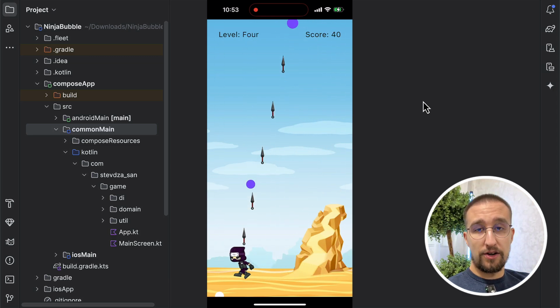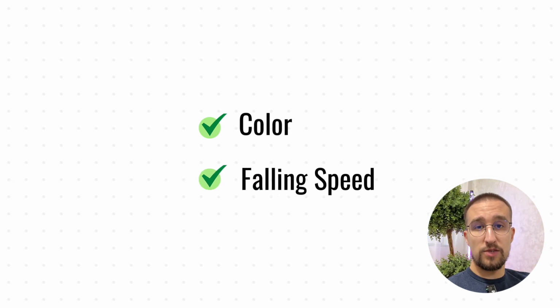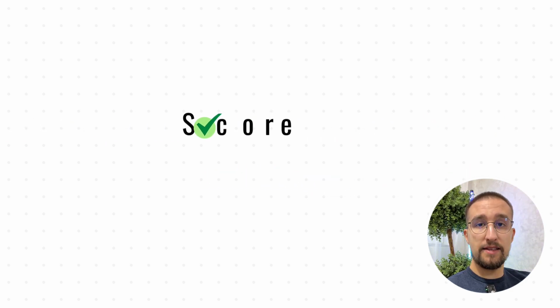Each one of those 3 targets will have a different color as well as a falling speed. The strongest targets will move slowly, while the easier ones will move faster. The game itself will keep track of the user's score and the difficulty level.